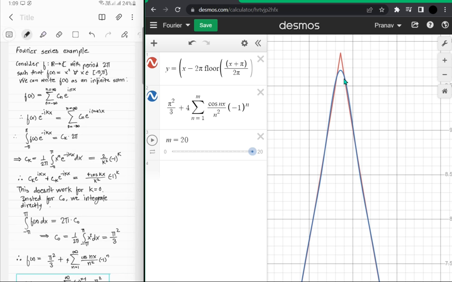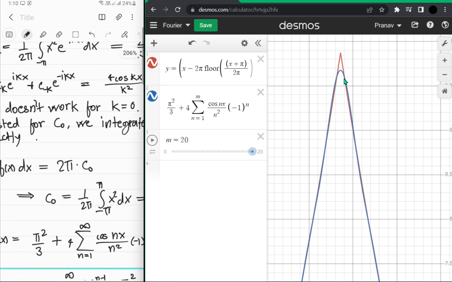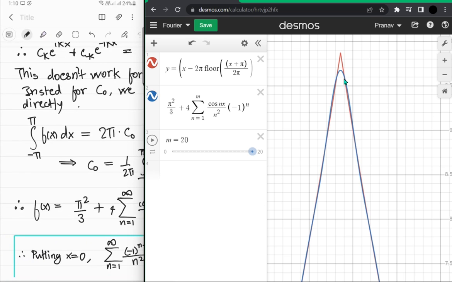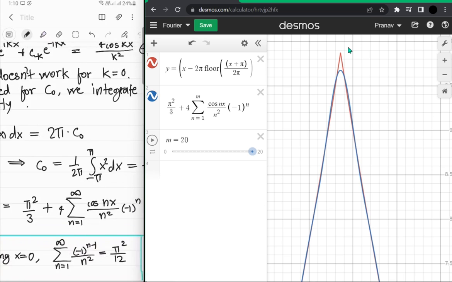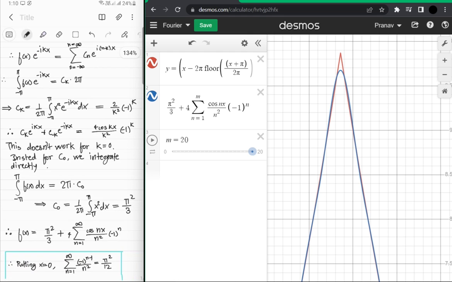So why do we care? We care because this can give us some really nice things. When you put x equal to 0 into the expression for f of x, you get this infinite series. So it's basically 1 upon 1 square minus 1 upon 2 square plus 1 upon 3 square, and so on till infinity. That thing is pi squared upon 12. And from this, you can figure out what 1 upon 1 square plus 1 upon 2 square plus 1 upon 3 square, and so on till infinity should be. And that's just pi squared upon 6, right? So that's all I wanted to say.